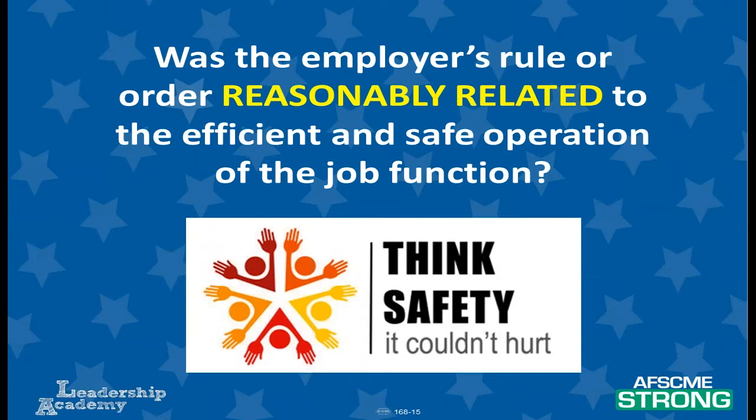Next up, reasonableness. Was the employer's rule or order reasonably related to the efficient and safe operation of the job function? So I'm going to be honest with you. This is the one that management usually gets right. Employers are allowed to have rules that ensure safety and efficiency. And as long as they're communicated to employees, they're found to be reasonable.